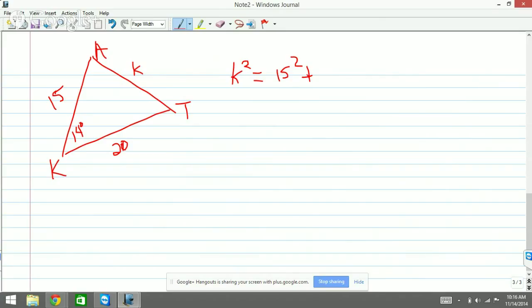No. Because if you use 20, you have to have that. We don't have it, it's a variable. If we use 15, we have to have that variable. 14, we have to have that variable. So there's no one place we can use the law of sines.